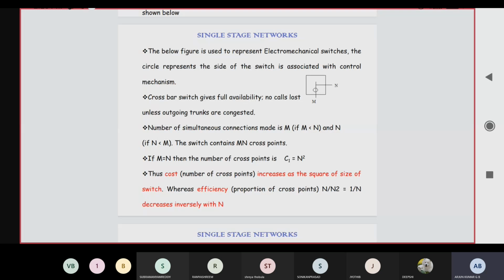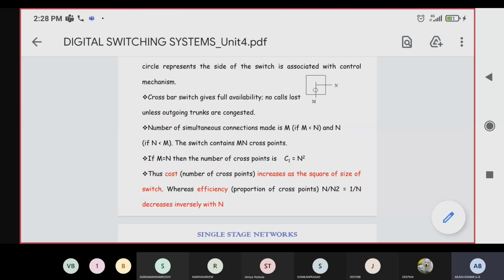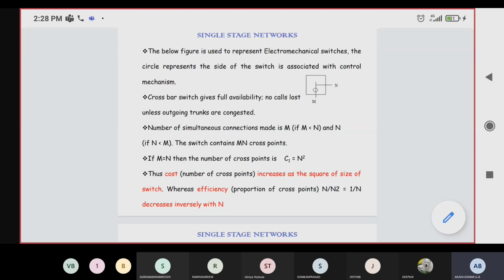How do they make the connections? Through some relay signals, they make the contact between the input and output. Crossbar switches give full availability, no call lost, unless the outgoing trunks are congested. Instead of using this one, the next evolution is the crossbar mechanism system. Here there is full availability.